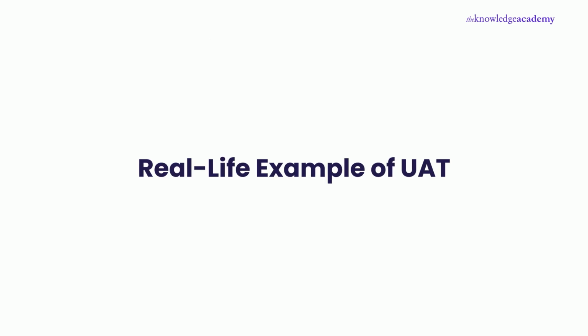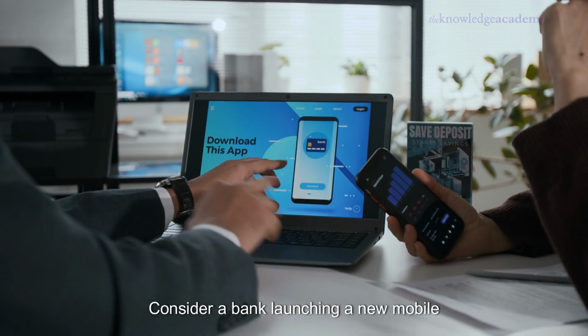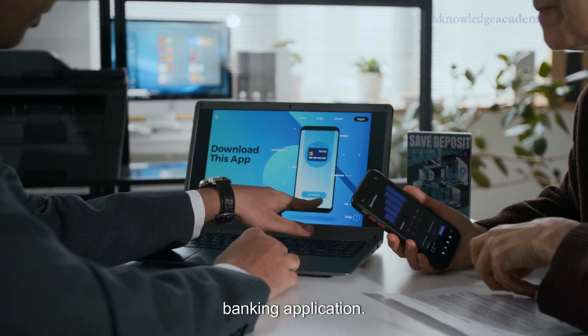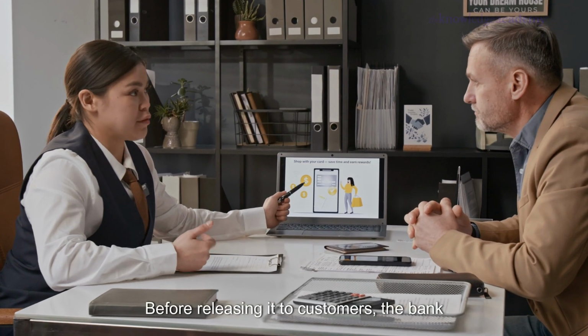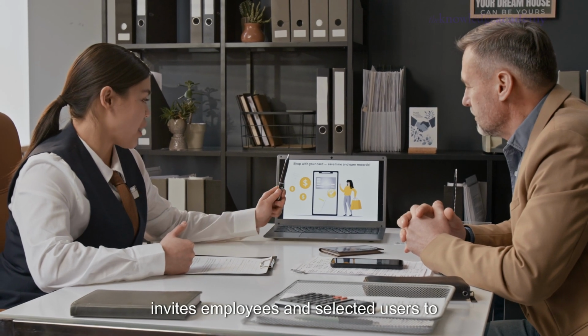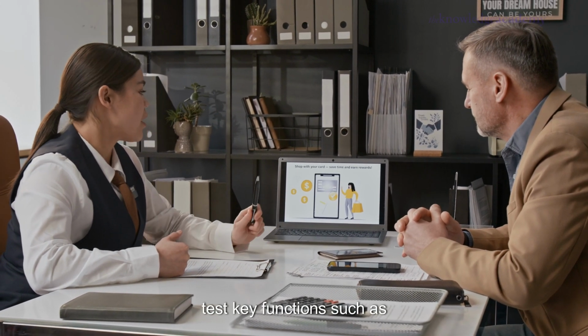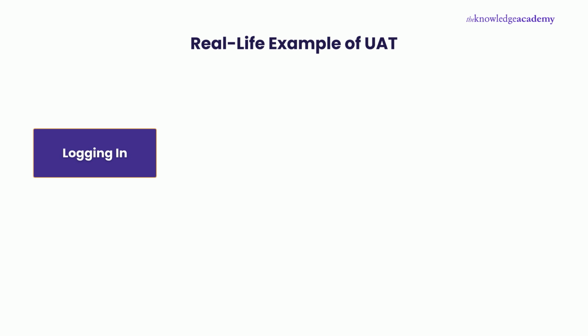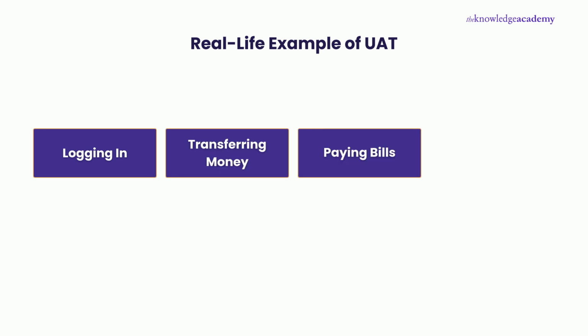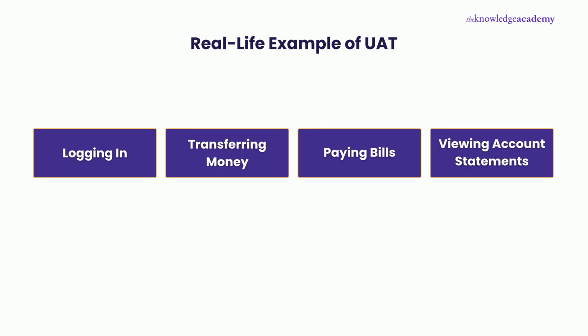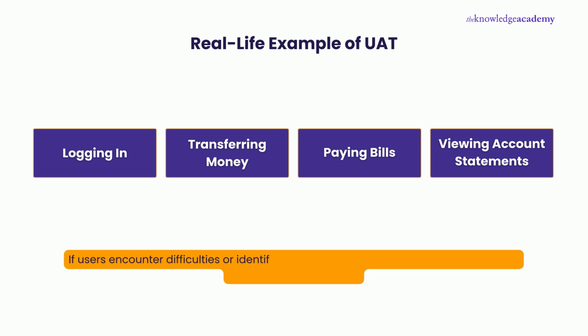Real-life example of UAT. Consider a bank launching a new mobile banking application. Before releasing it to customers, the bank invites employees and selected users to test key functions such as logging in, transferring money, paying bills, and viewing account statements. If users encounter difficulties or identify missing requirements, the issues are resolved before the public launch. This helps ensure a smoother user experience and reduces potential complaints.